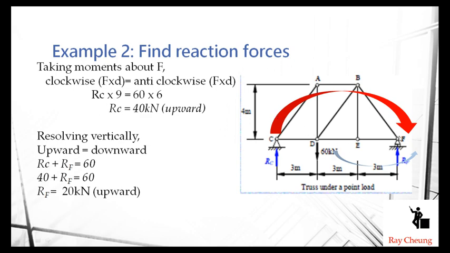And then if we point to the support F, the reaction force is 60, and the distance is 6, and this is anti-clockwise. That means 60 multiplied by 6 equals RC multiplied by 9, and then we can find out RC is equal to 40. Okay, and then we use another step: pointing upward is equal to pointing downward. You can see there are only two forces pointing upward, RC and RF, and pointing downward is only 60, and then we can find out RF is 20.